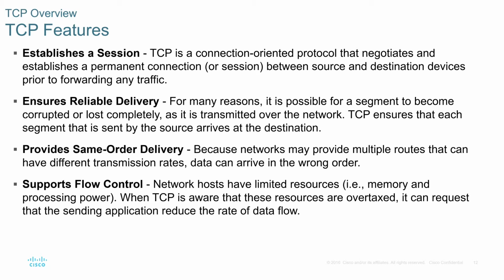Because networks may provide multiple routes that can have different transmission rates, data can arrive in the wrong order. But due to the sequence numbering, these can be reordered at the destination. It also supports flow control, as mentioned earlier. When a network host has limited resources, memory or processing power, or when TCP is aware that these resources are overtaxed, it can request that the sending application reduce the rate of data flow. This is normally referred to as the window size.